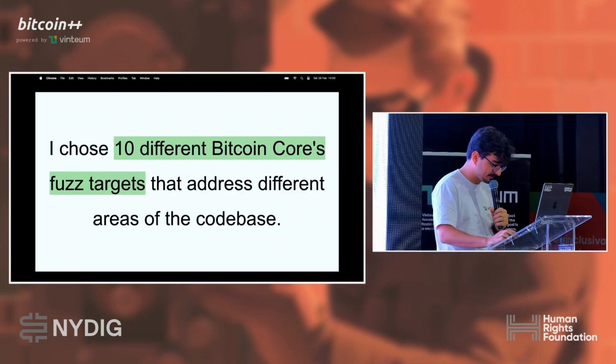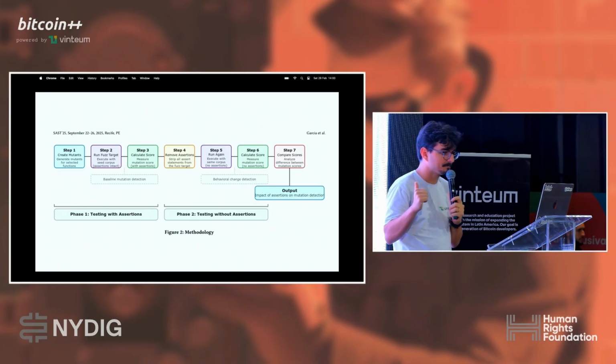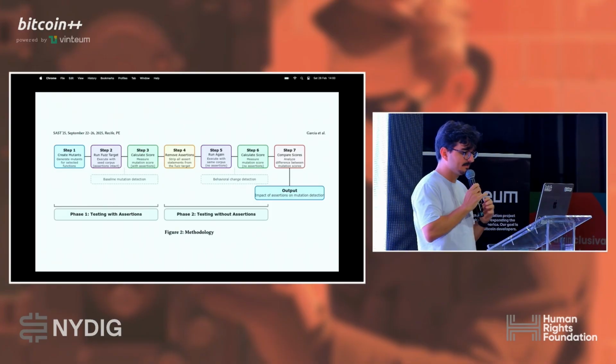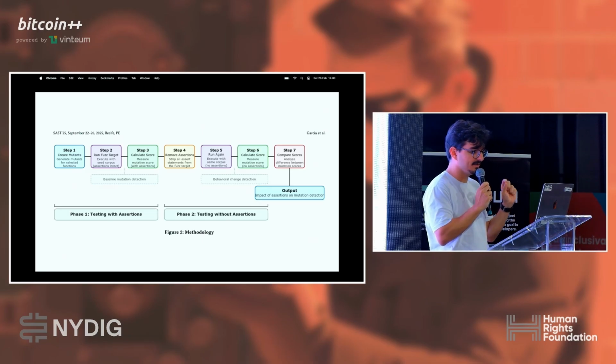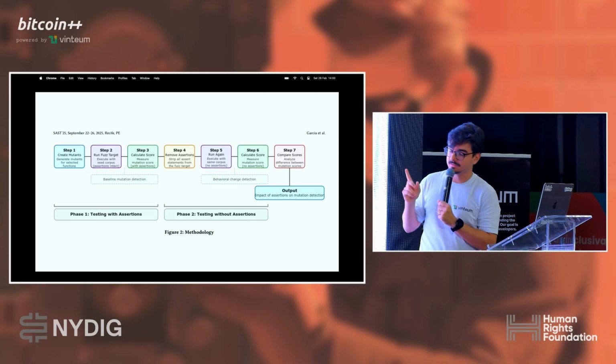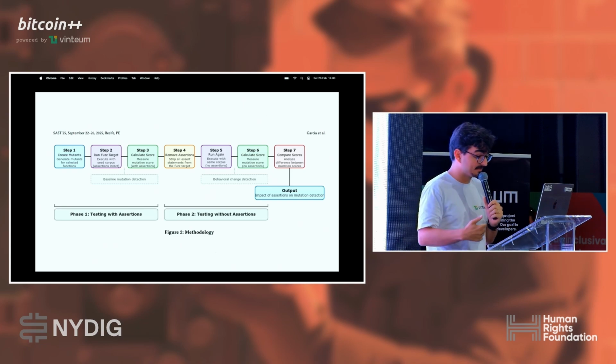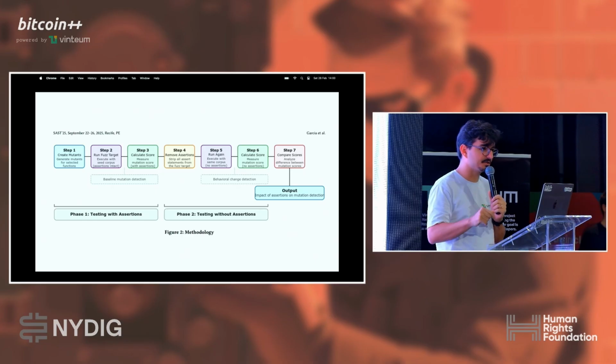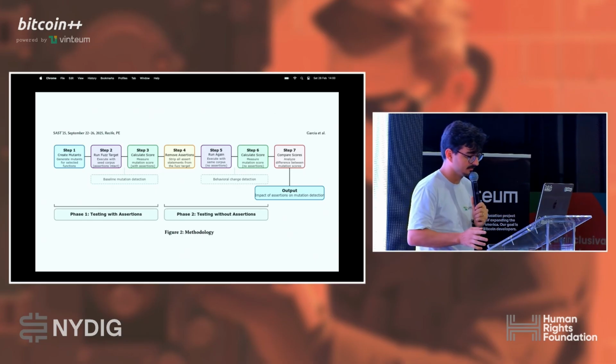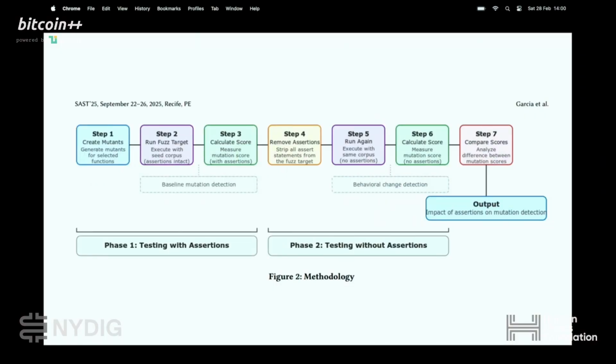And what I did is I applied this methodology. I ran the mutation analysis executing only the cases from Bitcoin Core's CI corpus twice. In the first run, I executed the targets as they are. So basically, I just executed them. But in the second run, I removed all the assertions from the targets. So I ran the mutation analysis twice: with the assertions and without the assertions in the target.